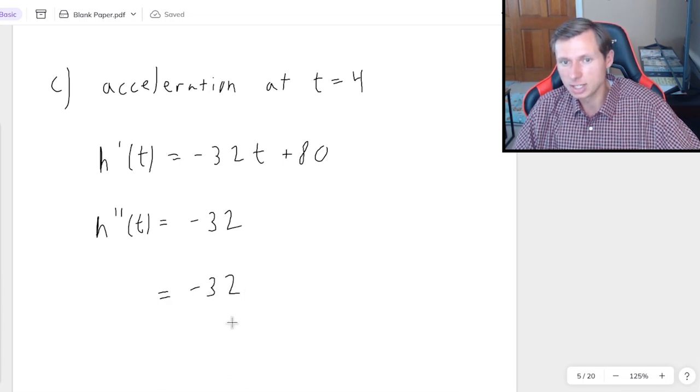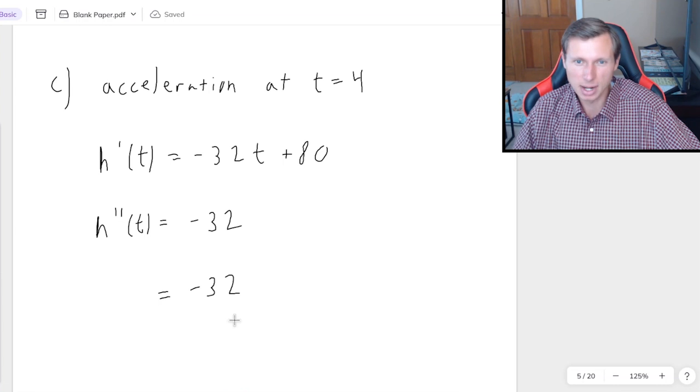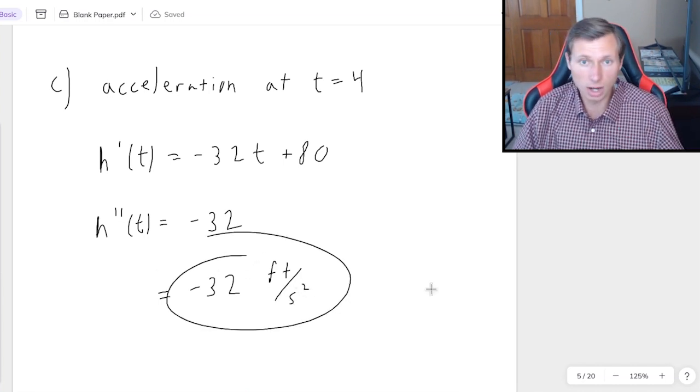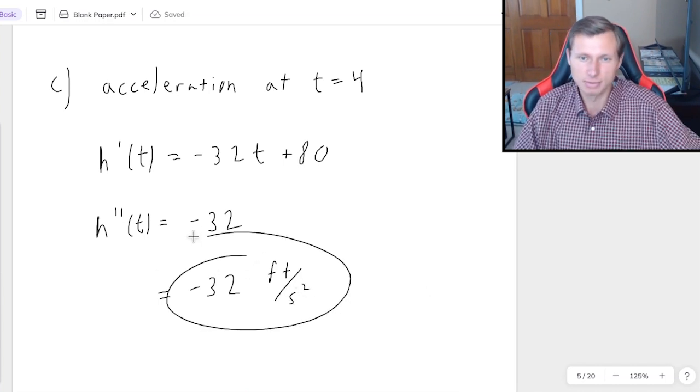And as a matter of fact, no matter what time you looked at for this problem, it will always be -32 for acceleration. The units are going to be feet per second squared. And there we go. That's it for part C. Kind of a trick question.